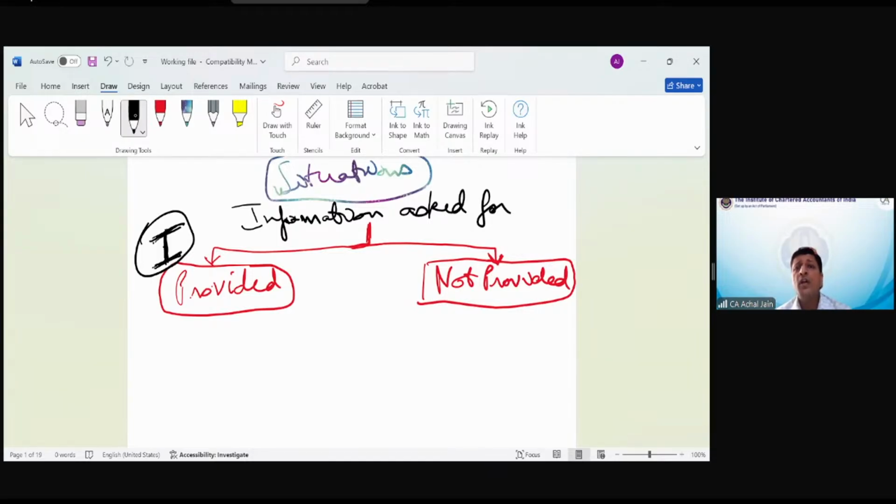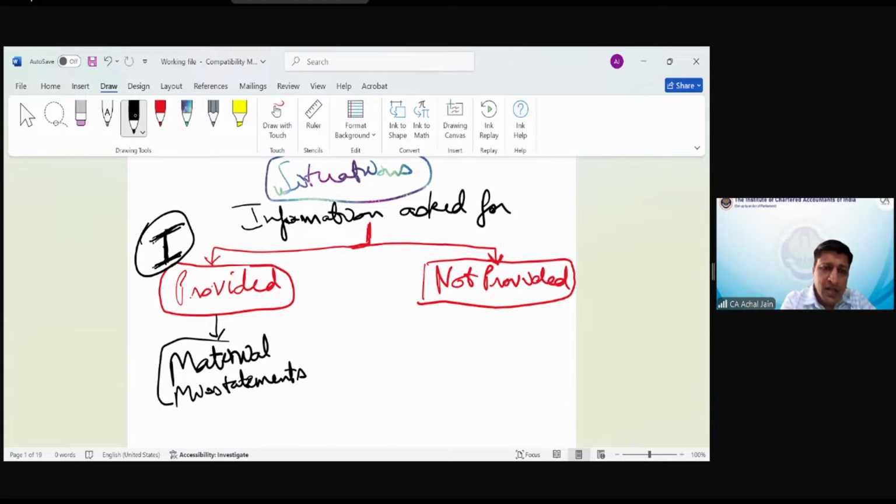Okay, and now on the basis of the information which the auditor has received, he believes, or he has found, he has some observations around the material misstatement. Yes or no? Yeah. So in this case, auditor has found material misstatements. Means he has found some errors, and those errors are material.